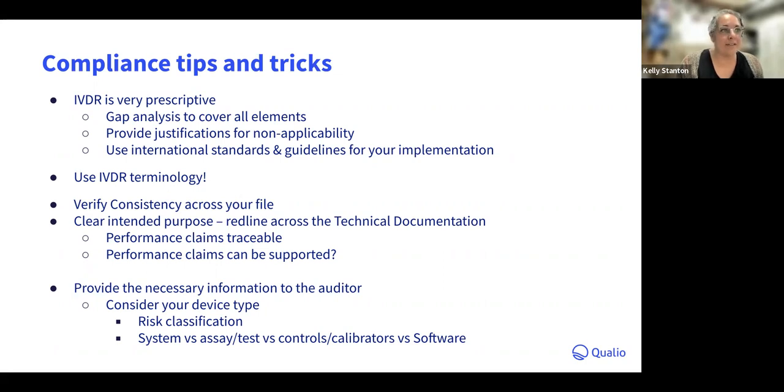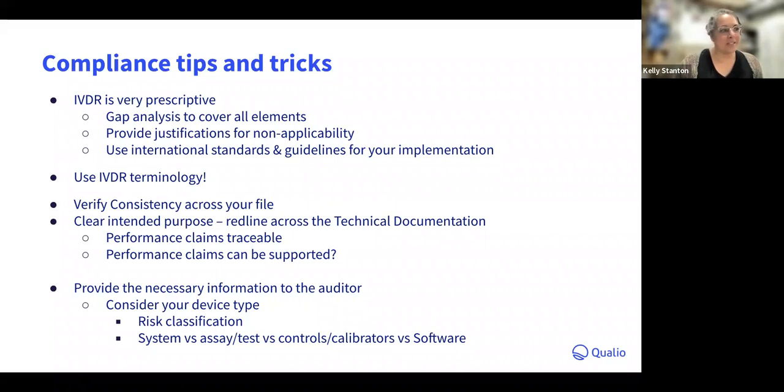If you don't have regulatory affairs folks who are experts in your organization already, please consider using consultants to help you with this. You want to make sure that they have experience and specialize in IVDR. The fines, the importation delays, and other obstacles will definitely be a thing. Use the right IVDR terminology.